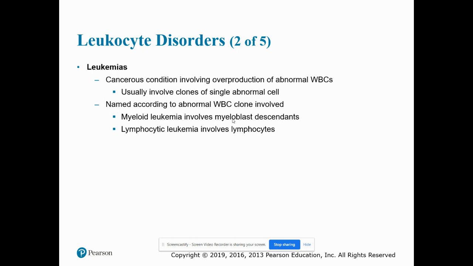Leukemias are cancerous conditions involving overproduction of abnormal white blood cells. They usually involve clones of single abnormal cells, and then they're named according to the abnormal white blood cell clone involved. So myeloid leukemia involves myeloblast descendants, and lymphocytic leukemia involves lymphocytes.